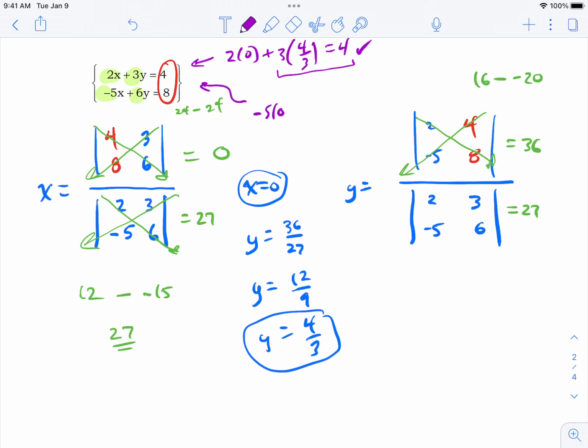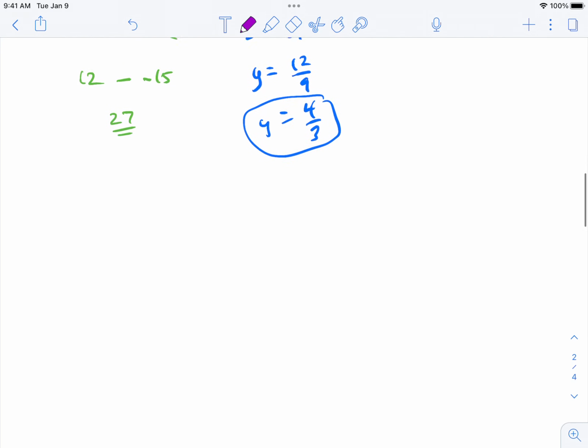Now, does it satisfy the bottom equation? Negative 5 times, you're saying x is 0. Plus 6 times, you're saying y is 4 thirds. Does that equal 8? 6 times 4 thirds really is 8. It's 24 over 3. It really is 8. How do you like that? We solved it. It's kind of a weird solution, but we solved it.